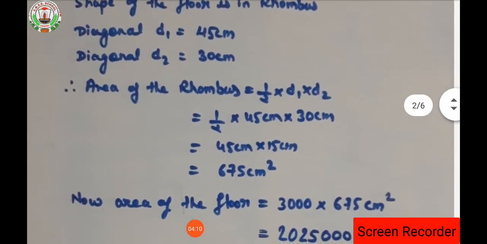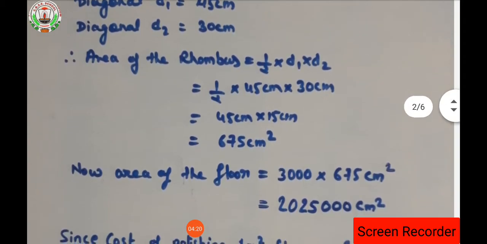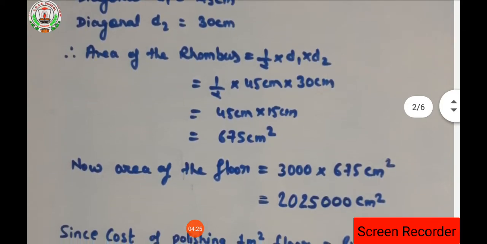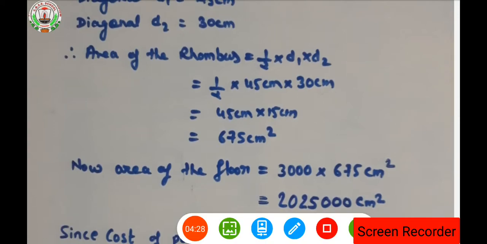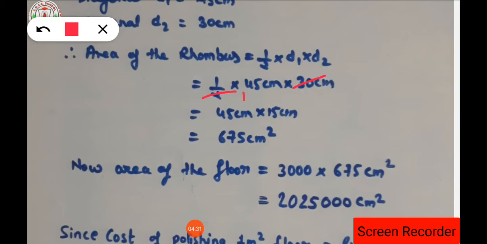Okay, so what is the formula for the area of the rhombus? That is half into D1 into D2. So half into 45 into 30. The 30 and 2 will get cancelled by the table of 2 itself. So what is left? 45 centimeter into 15 centimeter will be left, isn't it? The 2 gets cancelled one time, and 30 is 15 times. So 45 into 15 will be 675 centimeter square. Okay. Now the number of tiles is 3000, isn't it? The number of tiles is already given as 3000.